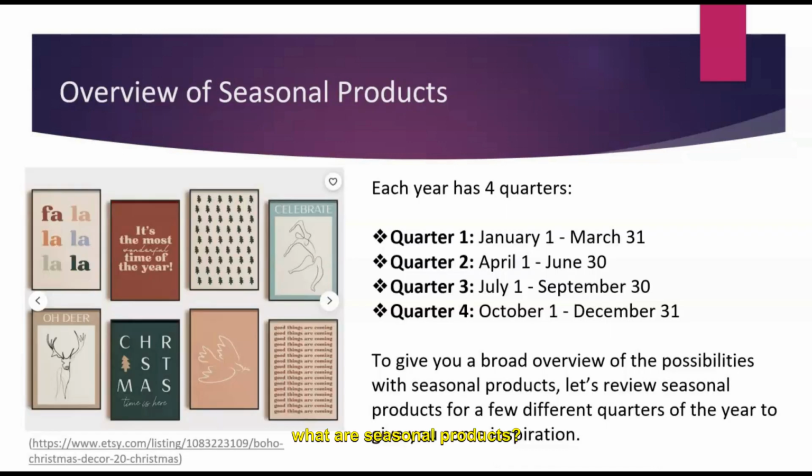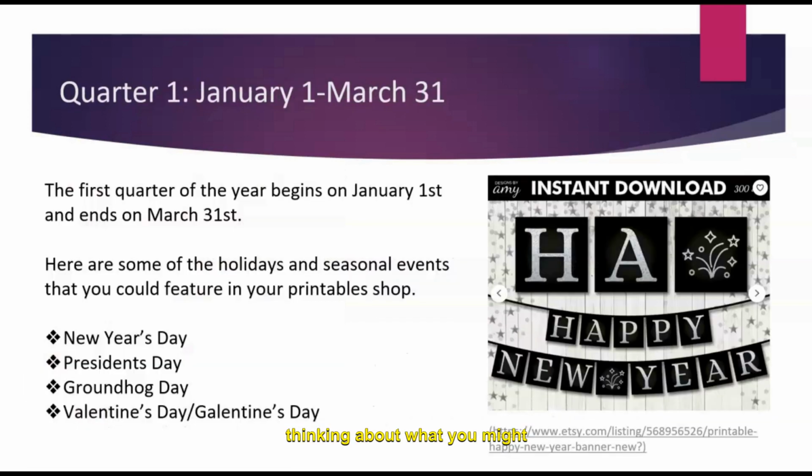So what are seasonal products? They're products that fit into a specific season or holiday. So you'll see here we have some printable Christmas wall art. That would count as seasonal because it's for Christmas. The way that I tend to think about seasonal products is to divide the year into quarters. So you'll see here I've got 4 quarters that I think through. So beginning of January to end of March, then we've got April to June, July to September, and October to December. So let's review just a few different products for some of these quarters to give you a bit of inspiration and get you thinking about what you might do.